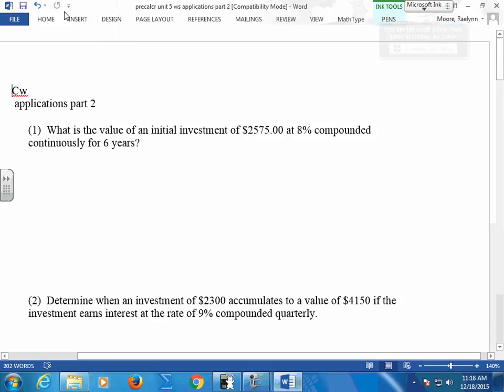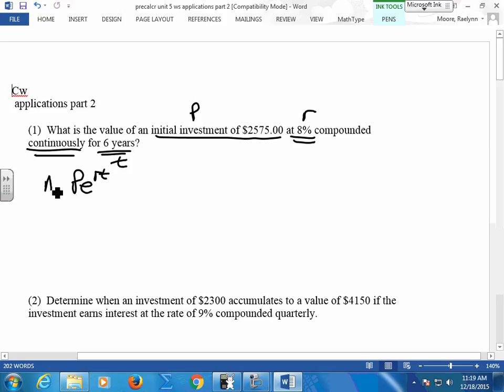Your first one says, what is the value of an initial investment of $2,575? This is your initial investment. This is your P. At 8%, this is your rate. Compounded continuously. And for 6 years, this is your time. So which formula am I using? P-E-R-T. Good. Just pull out what you have. What's P? Principal. 2,500. P. Then E. What's R?